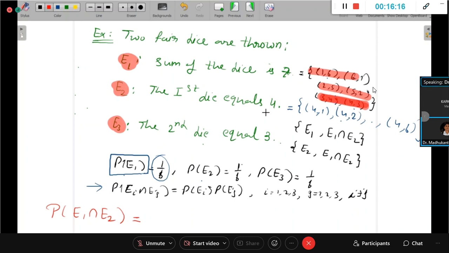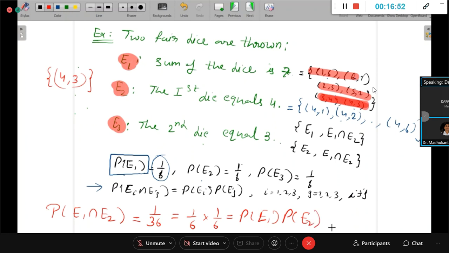The sum of the dice is 7 and the first die equals 4. So you have (4,3), right? E1 and E2 is equal to (4,3). Both happening together is going to be 1 by 36. And I can certainly write it as 1 by 6 times 1 by 6, which equals probability of E1 times probability of E2. Similarly for the others as well.